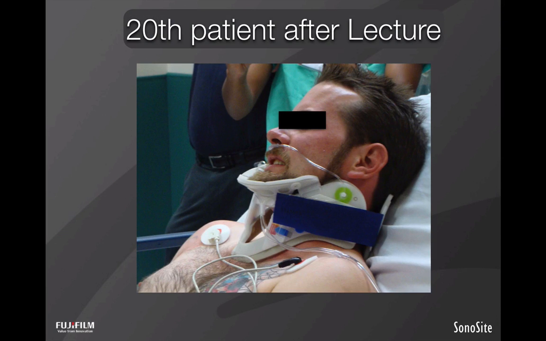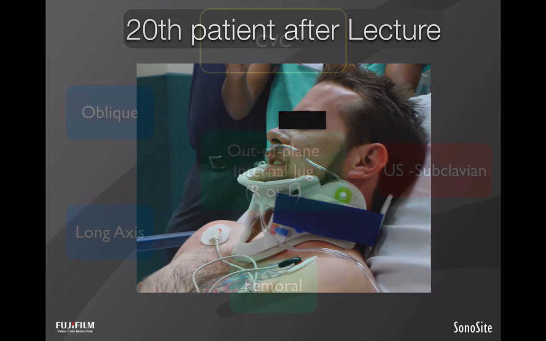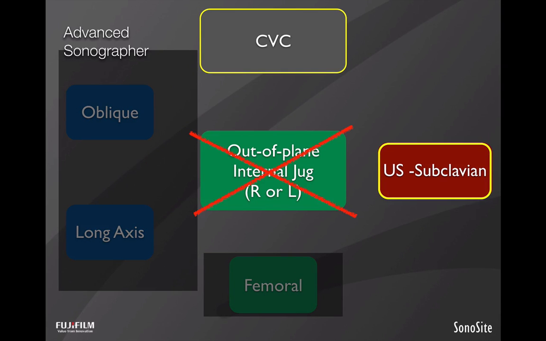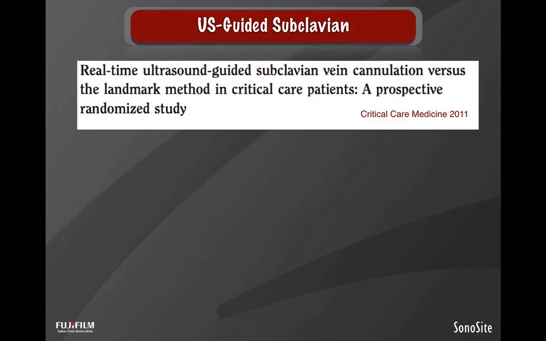So this is your 20th patient after the lecture who comes in, who has a C-collar in. You now are fancy, you want to get much better at this, you want to get much more experience, and you want to try something a little different. You're an advanced sonographer, you don't want to use the IJ, you don't want to use a femoral, you want to try subclavian. I think this is feasible. I think you have to be comfortable doing it.